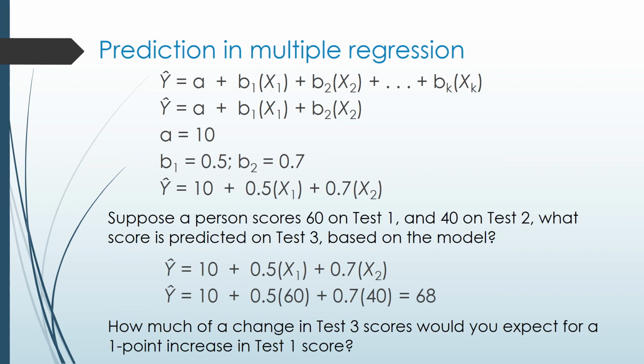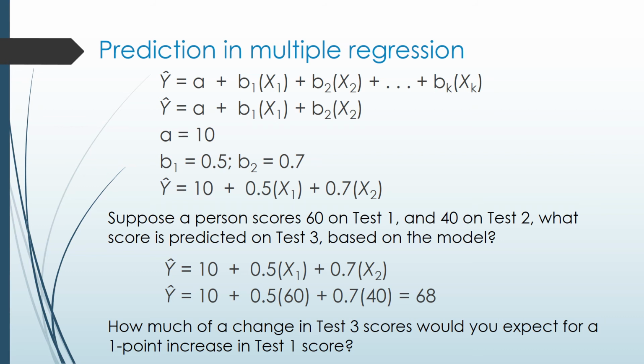So here's a question after all of that. Here's your question. It is, how much of a change in test 3 scores would you expect for a 1-point increase in the test 1 score? So the question that's in your mind is, well, how do I figure that out? So we're obviously talking about test 1, so somehow it's got to do with x sub 1. And notice that the regression coefficient is 0.5.